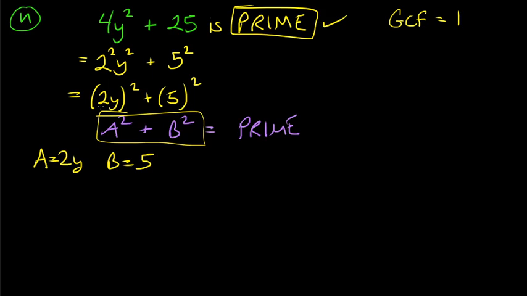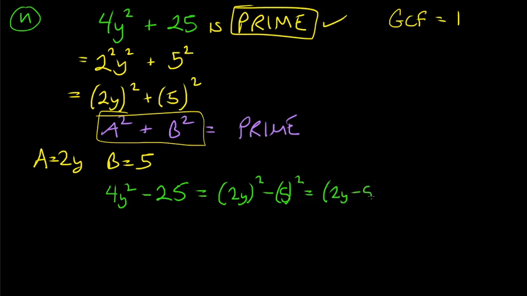And I think we only saw one prime before this. So there aren't that many that are going to be prime, but a few of them might be, and this is certainly one of them. If it was 4y squared minus 25, that would be 2y quantity squared minus 5 squared. That would factor as 2y minus 5 times 2y plus 5.